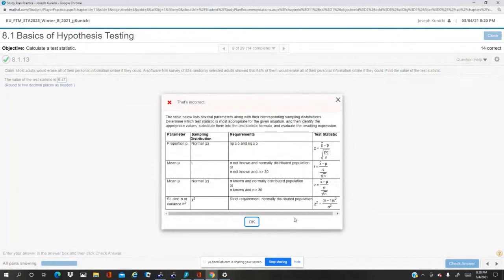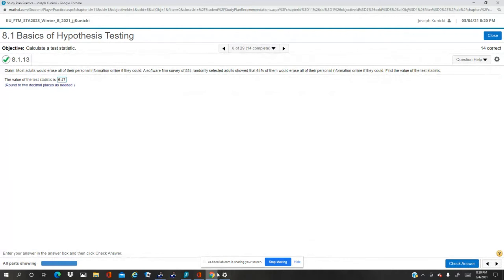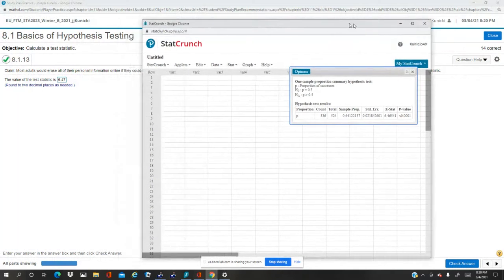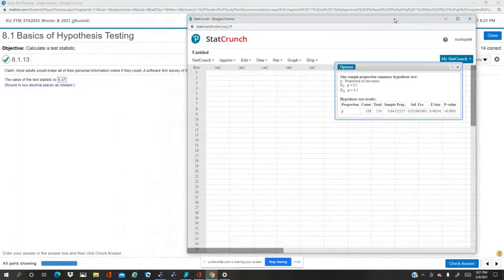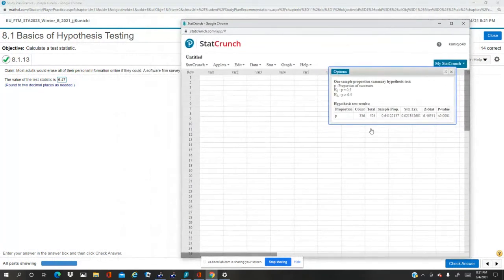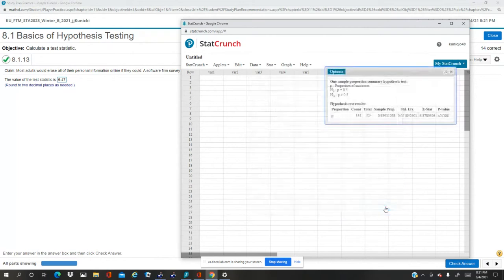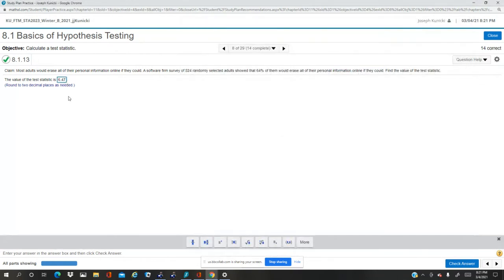That's over 6 standard deviations. I'm not sure why it says we're wrong. Let's see if we can figure it out. You know what? Maybe I should put in 335. Let's see if that makes a difference. We'll just change that to 335. And now it's 6.38. Let's see if that's what the problem is.